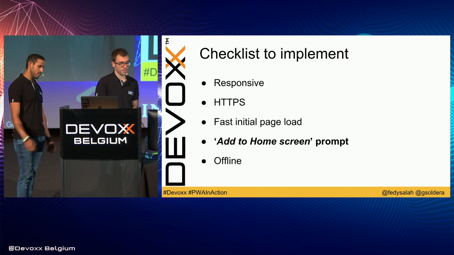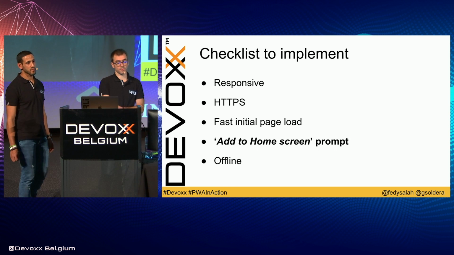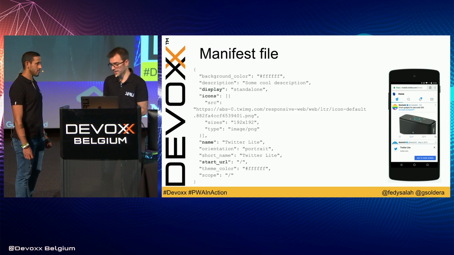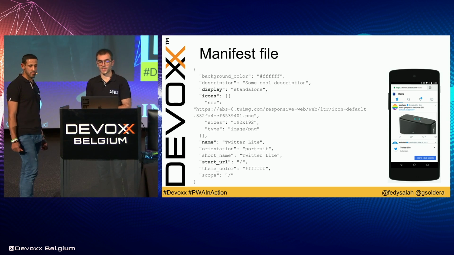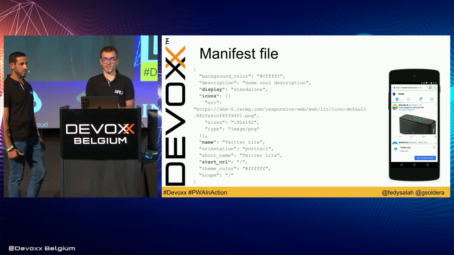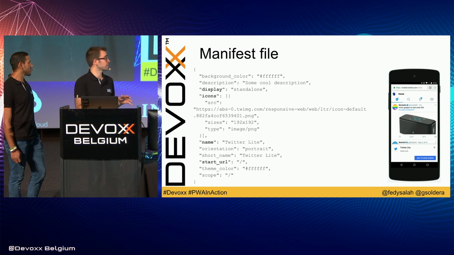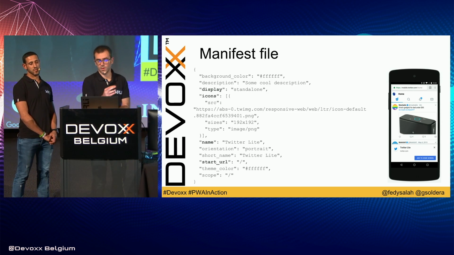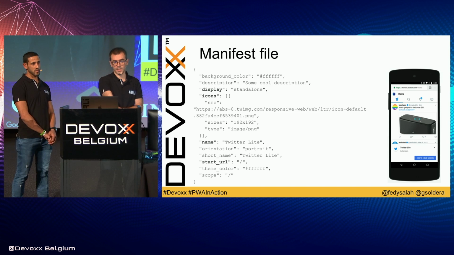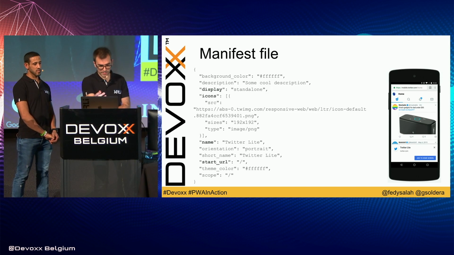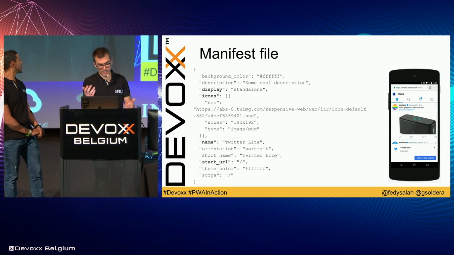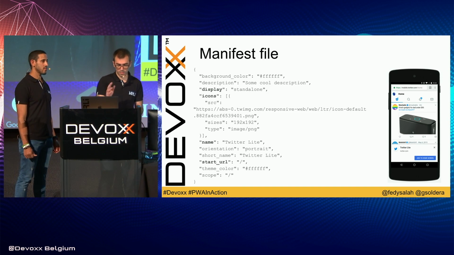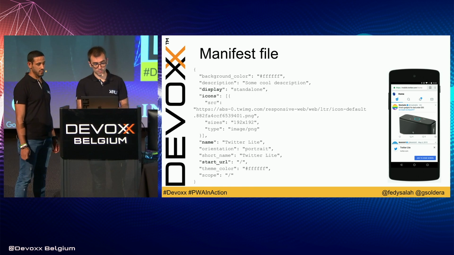Fourth point, you must have the prompt add to home screen. To do that, you must have a manifest file. A manifest file is like the identity of your application. Here it's the manifest file for Twitter PWA. In this file, we can see many keys. You have the name, of course. You have an icon set, theme color, display mode, or something like that, and start URL too.